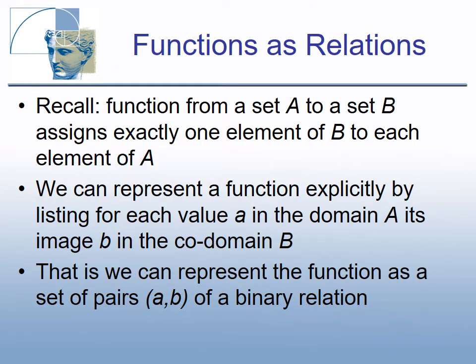Let's recall the notion of function. A function from a set A to a set B assigns exactly one element of B to each element of A. We can represent a function explicitly by listing for each value a in the domain A its image b in the codomain B. That is, we can represent the function as a set of pairs (a, b) of a binary relation.